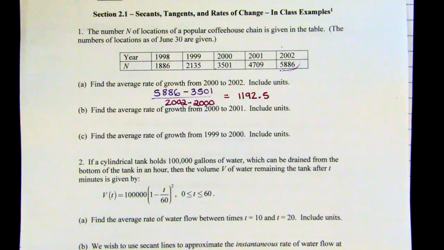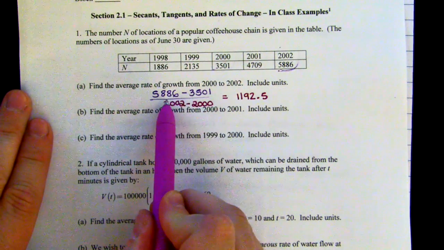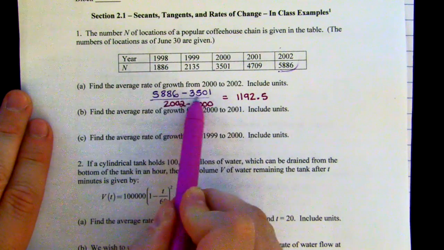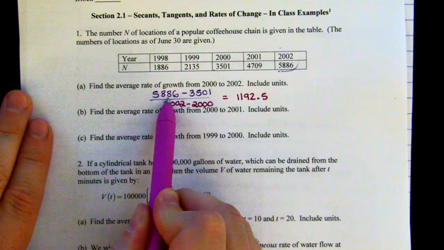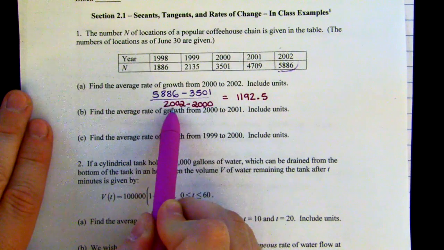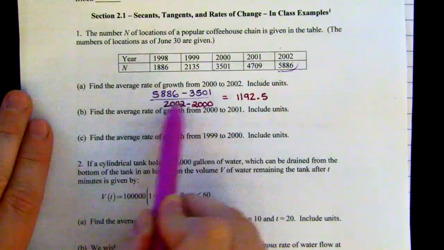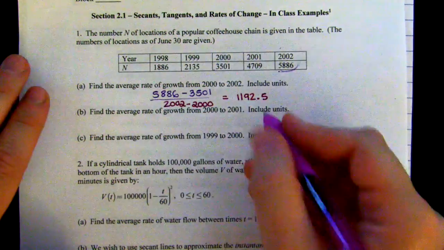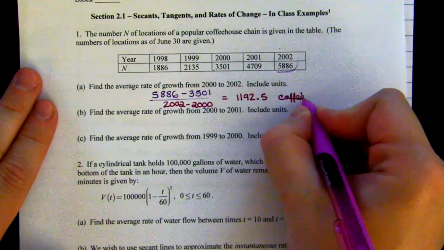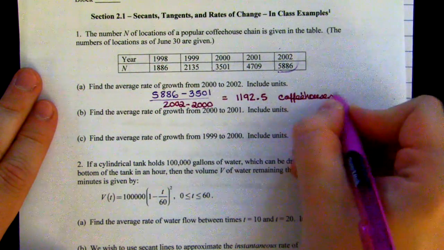I've got to figure out the units here. Actually, do you have any idea what the units might be? If I look at what's going on here, up top, this was the number of coffee houses. This is actually the difference in the number of coffee houses in the 2 years. Coffee houses minus coffee houses gives me something that's coffee houses. This is a year minus another year. My answer is going to be, well, the number of years between the two. Therefore, my units are going to be coffee houses per year.